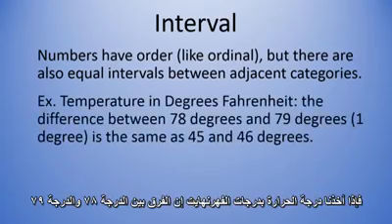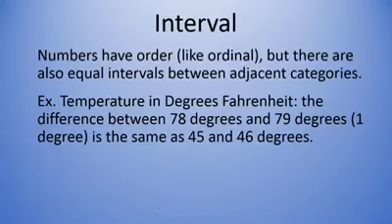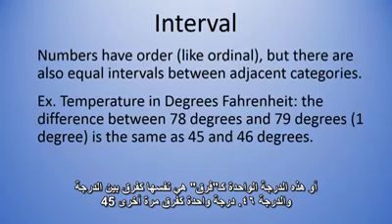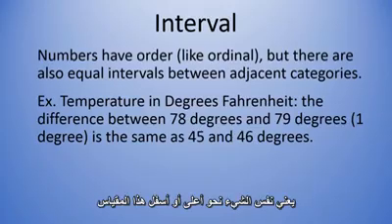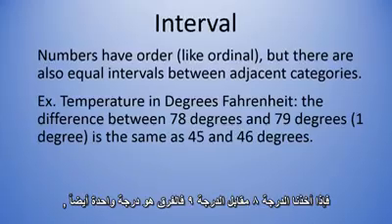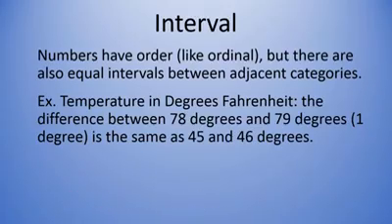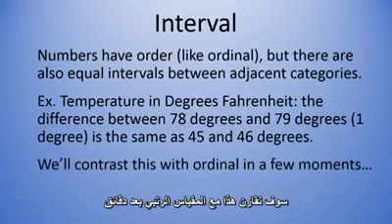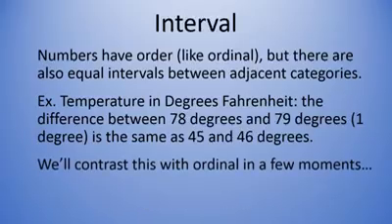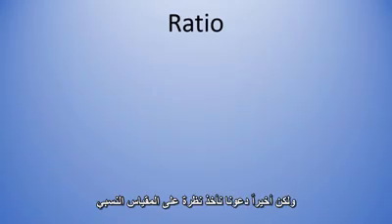If we take temperature in degrees Fahrenheit, the difference between 78 degrees and 79 degrees, that 1 degree difference, is the same as the difference between 45 degrees and 46 degrees. 1 degree difference once again. So anywhere along that scale, up and down the Fahrenheit scale, that 1 degree difference means the same thing. If we take 8 degrees versus 9 degrees, the difference there is 1 degree once again. That's a classic interval scale, where those differences are meaningful. We'll contrast this with ordinal in just a few moments. But finally, before we do, let's take a look at ratio.